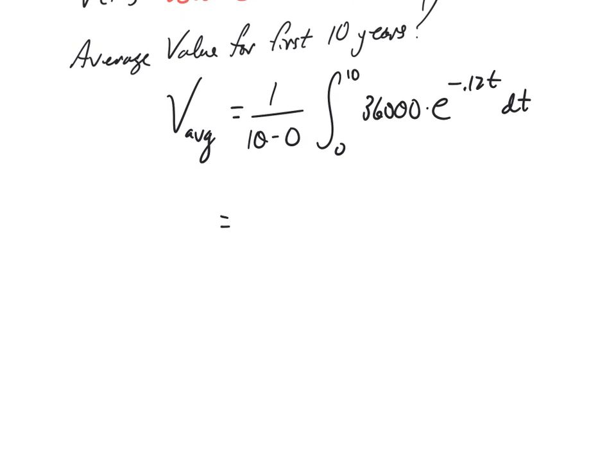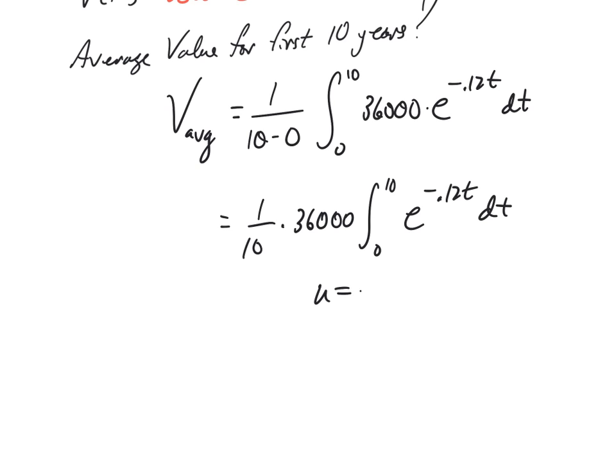I'm going to do some simplifying. 10 minus 0 is 10, so I'd have 1/10. But then I'm also going to factor the 36,000 out front, just to get it out of our way. And all I'd be left with then is e raised to the negative 0.12 t power. Now I can't integrate that as is, so I have to use a u substitution. I have to replace negative 0.12 t with u.